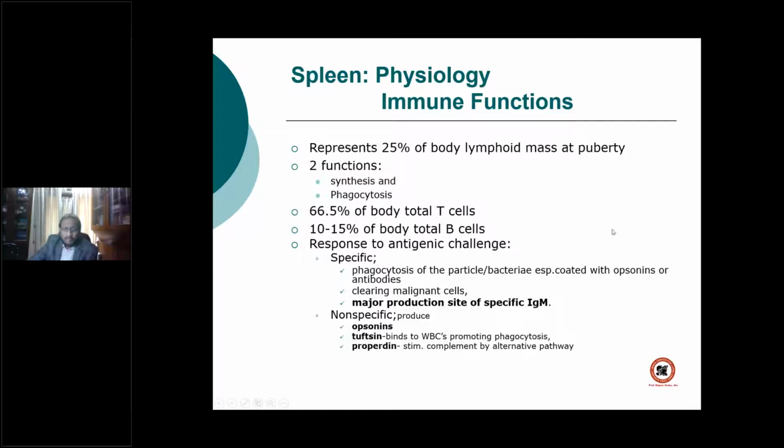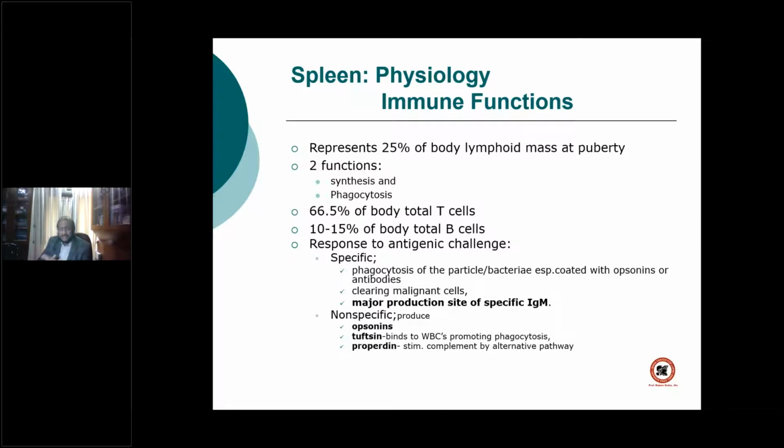66.5% of total body T cells are in the spleen. 10 to 15% of the total body B cells are in the spleen. They respond to the antigenic challenge by two methods. Number one, specific phagocytosis of the particle, bacteria, whatever is there, especially when it is coated with opsonins or antibodies. They clear the malignant cells. They are a major production site for specific IgMs.